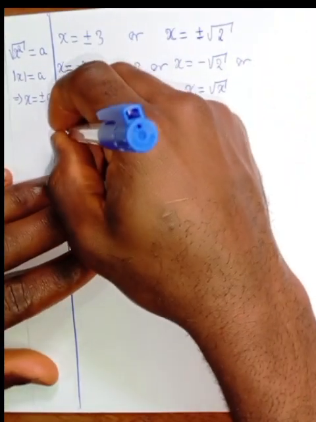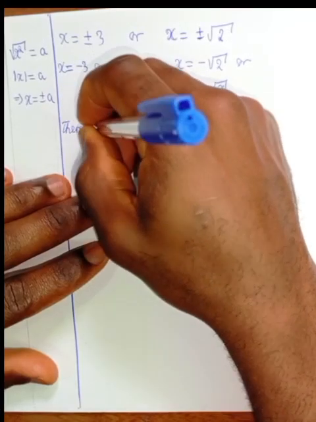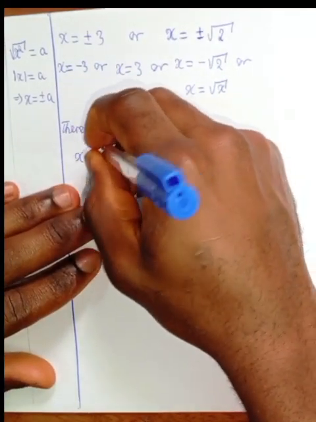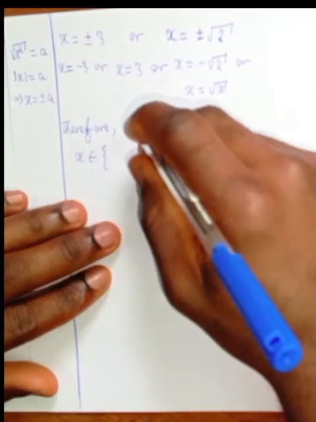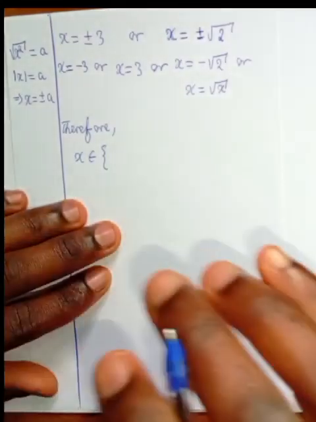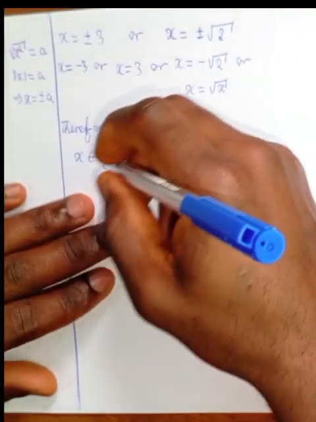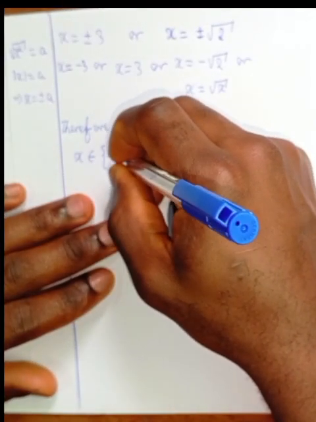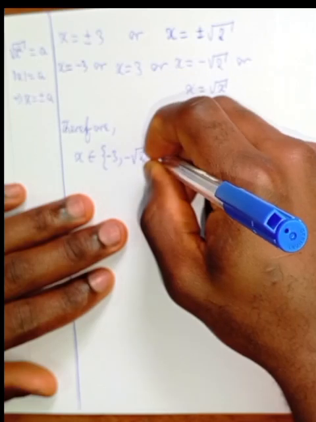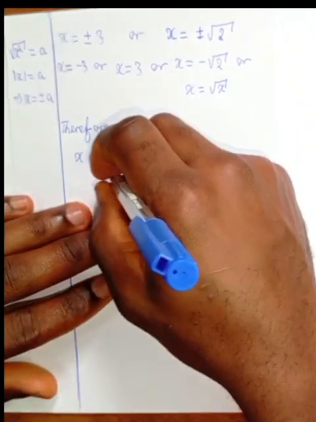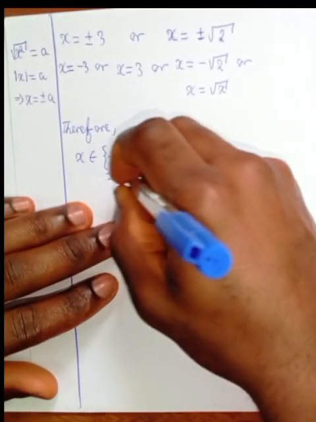Then we conclude, therefore, x belongs to the set. This is our solution set. That means the set of all the solutions of that given problem. Negative 3, negative root 2, root 2, and 3. We underline the solution set.